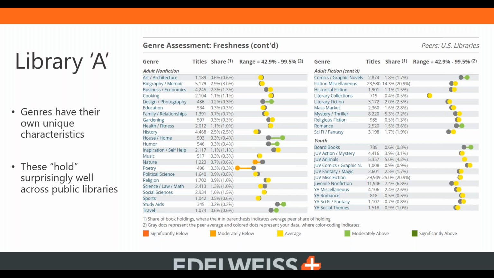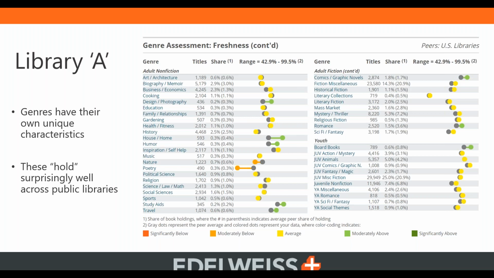And just what's kind of neat is how true to form in general this is, where even though the library is a little bit above or a little bit below, they really hug pretty closely to the common dynamics across libraries for how these genres work. So again, the idea is optimize your collection based on the dynamics of that collection rather than comparing something like a literary collection to comics and graphic novels.